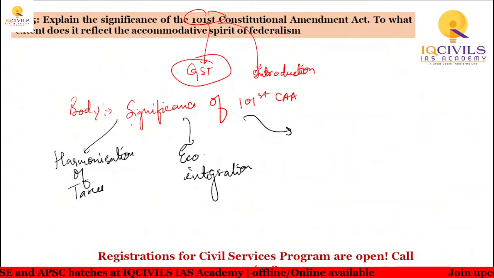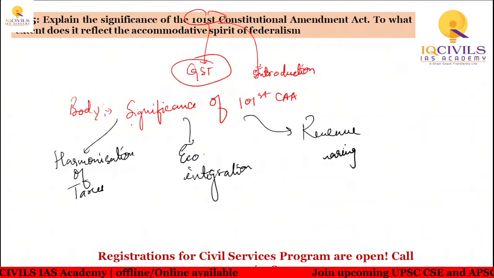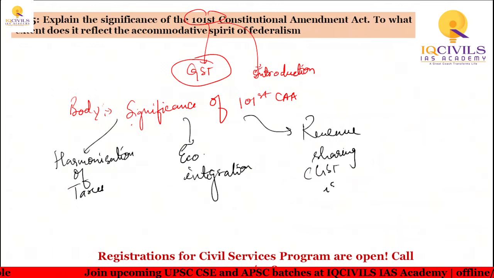Then revenue sharing. That is also very important. When I say revenue sharing, that means dual GST system. That means एक होता है CGST center, एक होता है SGST state. Getting my point? So this ensures both central and state governments can share GST revenues and promote fiscal autonomy for the states.